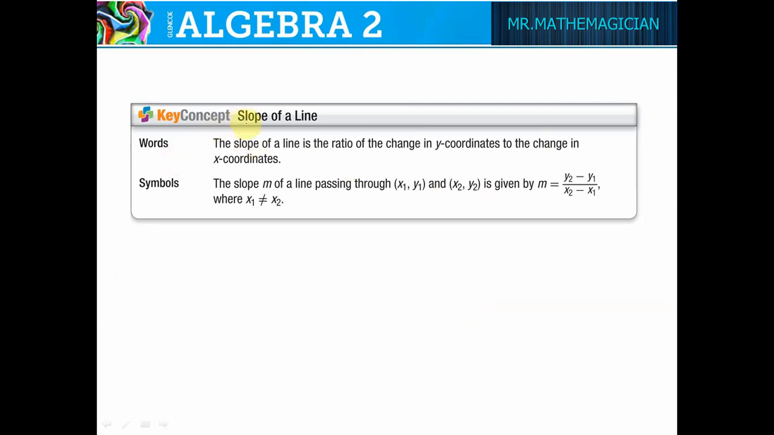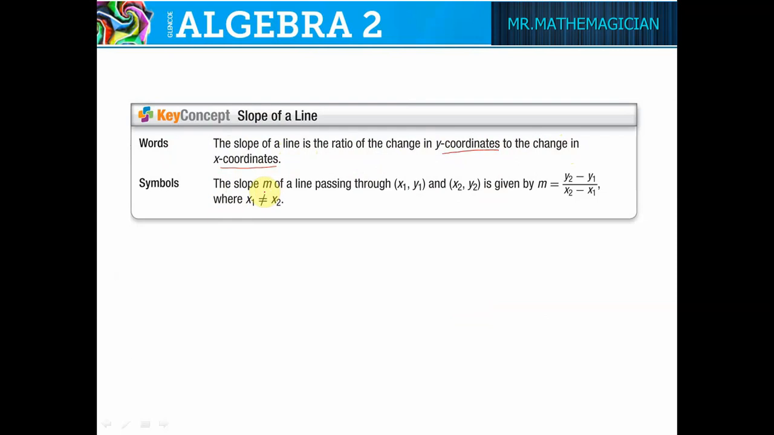So now, the slope of a line. The slope of a line is the ratio of the change in y coordinate to the change in x coordinate. The same idea as rate of change.